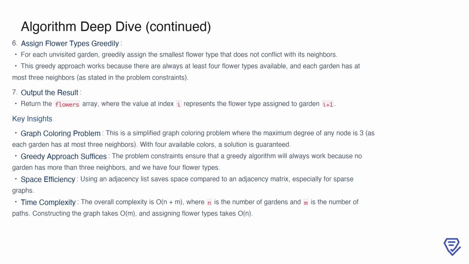Looking deeper, this problem can be understood as a simplified graph coloring problem. The constraints ensure that no node has more than 3 neighbors, so a solution is always possible with 4 colors. The greedy algorithm efficiently handles the coloring within these constraints. Using an adjacency list ensures space efficiency, and the overall time complexity of O(n + m), where n is the number of gardens and m is the number of paths, makes the algorithm scalable even for large inputs.